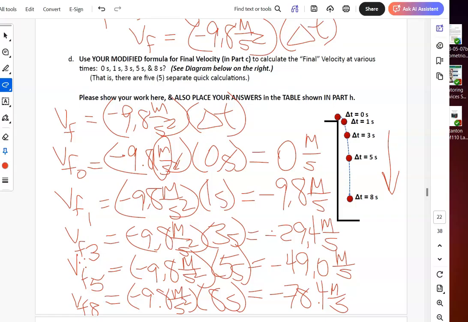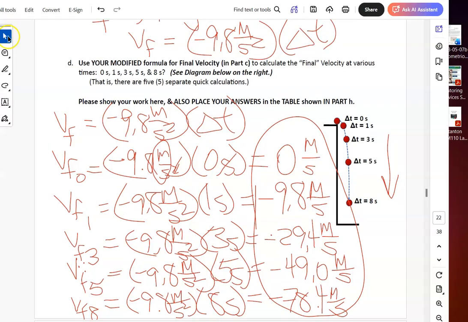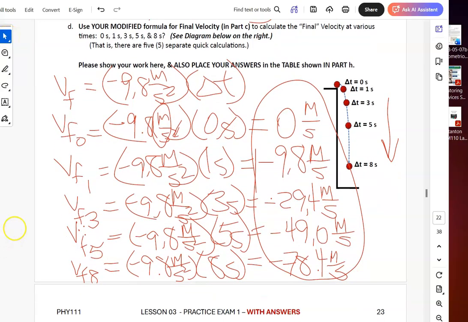There's a column labeled final velocity, and there's another column marked displacement. These will be under the final velocity. Now, you'll notice these velocities, they're either 0 or negative values. If you were asked for a speed, you wouldn't need the negative value. You could just say 0 meters per second, 9.8 meters per second, 29.4, 49.0, and 78.4 meters per second, because speeds are always going to be positive value. Okay, let's look at the next page.